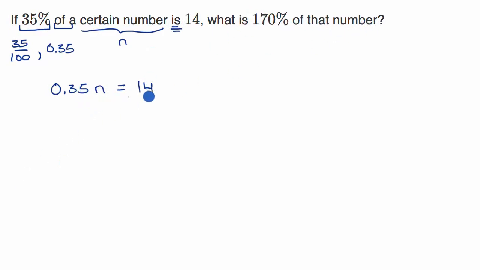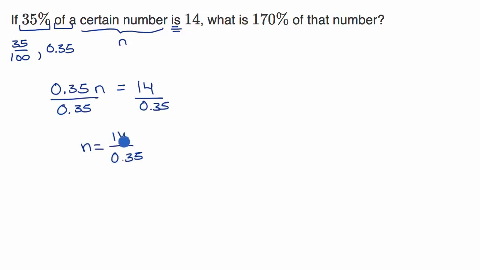So this way, what we could do is we could try to figure out what that number is first, and then figure out what 170% of it is. So how do we figure out this number? Well, we just want to solve for n here. So let's divide both sides by the coefficient on n, by the 0.35. And so we're going to get n is equal to 14 over 0.35.